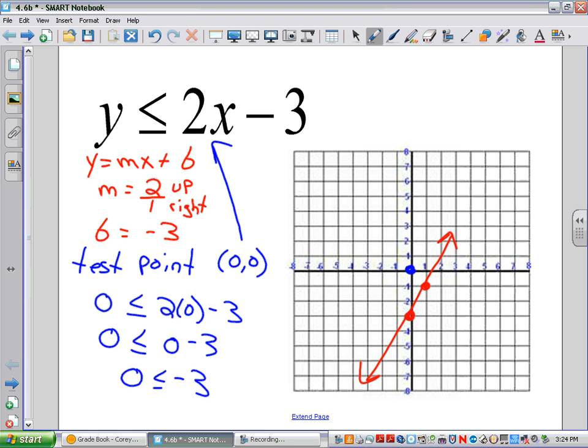And you ask yourself, is that true or is that false? 0 is less than negative 3. And I would say that is false, or no. That means this side is my no side, and this side would be my yes side. So the test point side becomes my no side. My yes side is the other side. So you always shade the yes side.